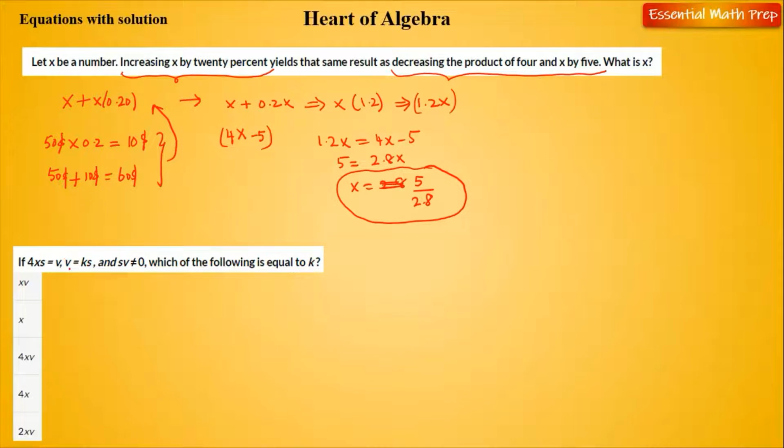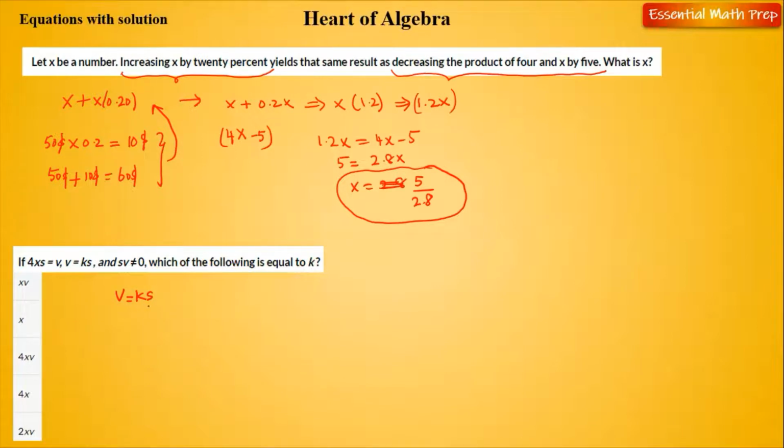We know that we want to find k. So where is k? K appears in the expression v equals ks, right? So we want to find k. That means we have to substitute in such a way that the new expression contains k. Only then you'll be able to solve for k. So how can we do that?